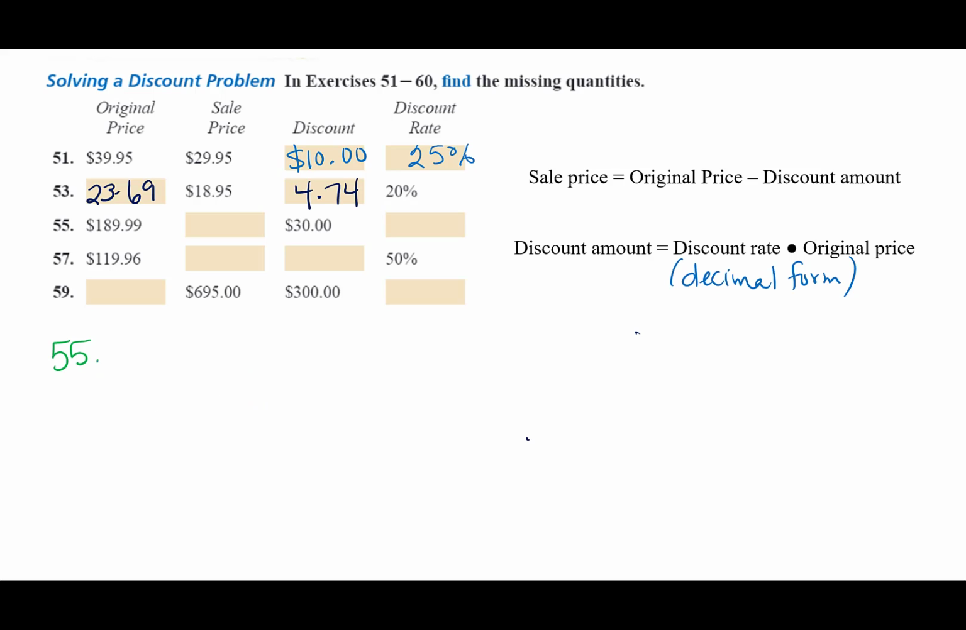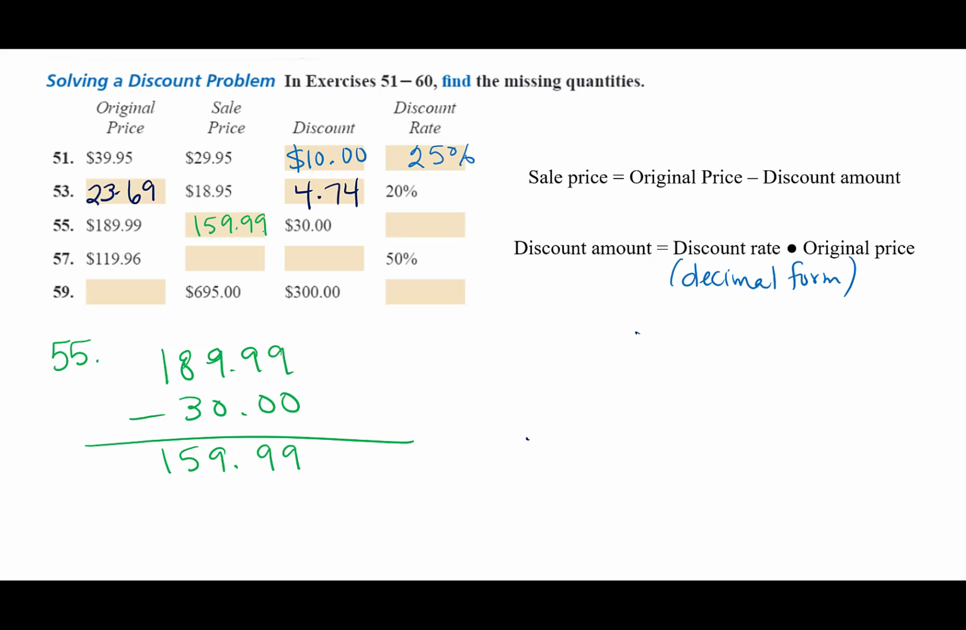Okay, 55. We are given the original price and the discount. Now we need to find the sale price and the discount rate. We know we can find the sale price by taking the original price, which was $189.99, and subtracting the discount amount of $30. You get the sale price of $159.99.